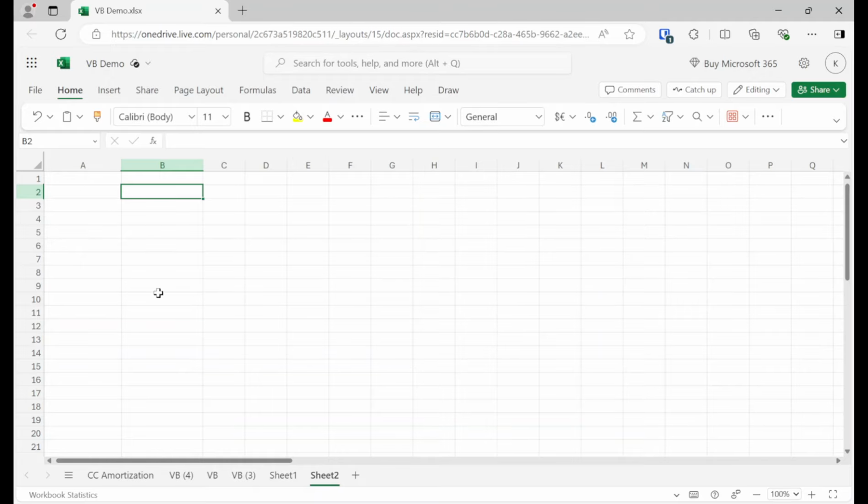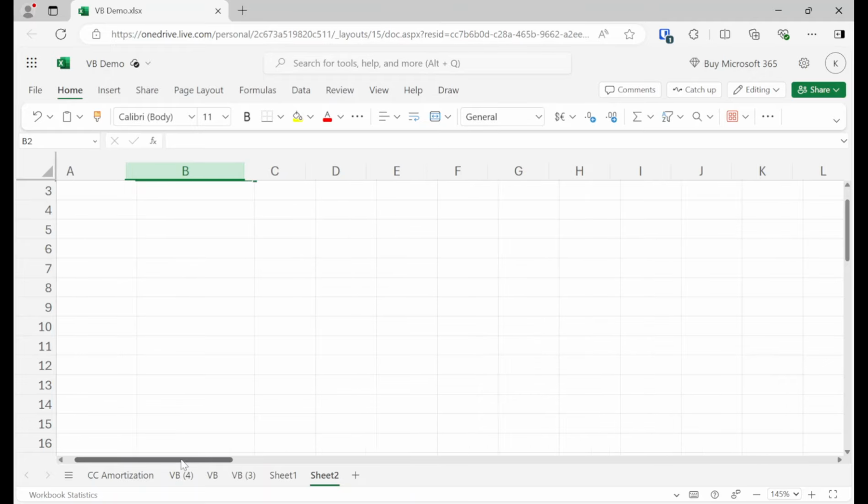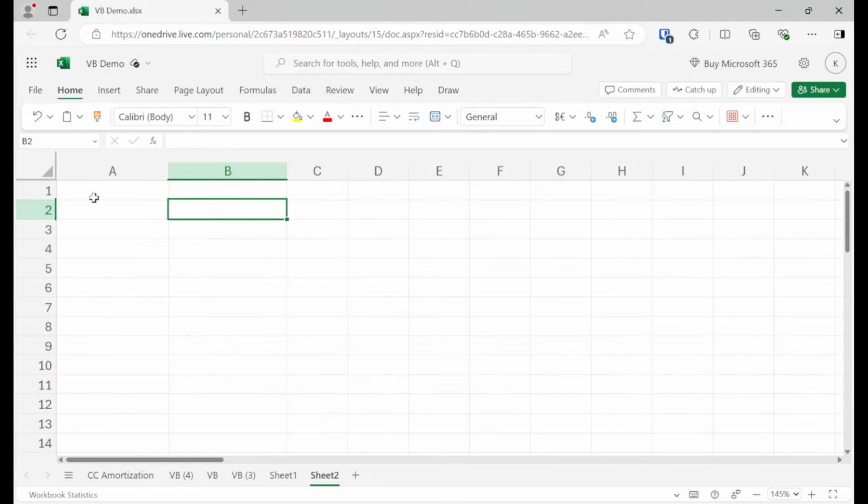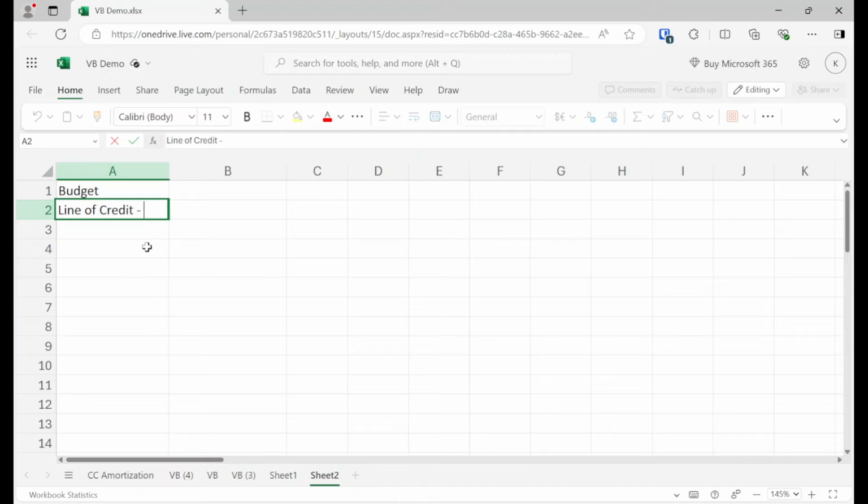All right, so what is velocity banking? All it is is a debt payoff strategy using your line of credit as your main tool. And there's only two requirements to do it: number one is a budget, and number two is a line of credit as your main operating account, right? So that's something we have to consider.